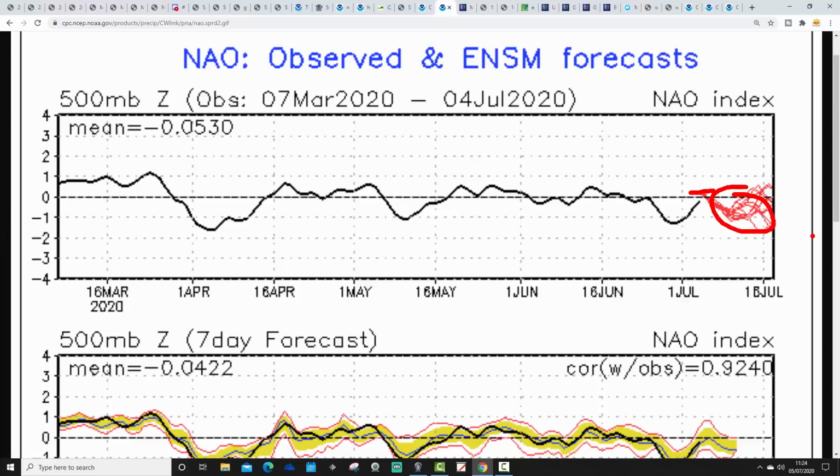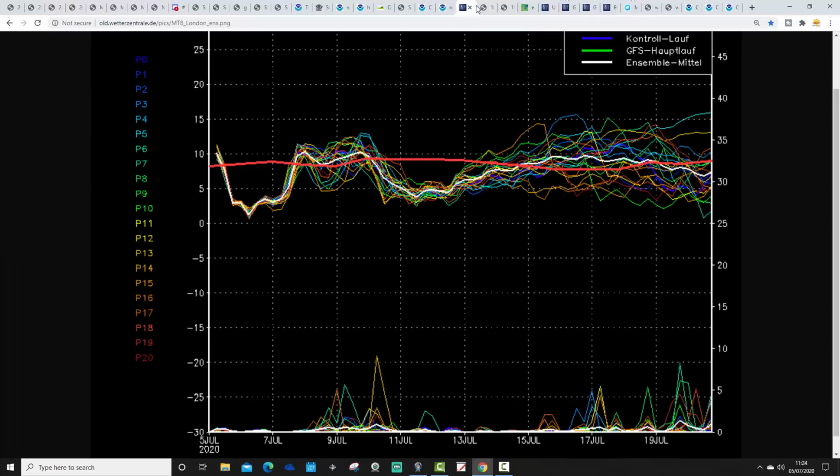That might be an indication of a quite cool and unsettled month, but I think last July was negative with the AO and the NAO. Of course, that was a very hot month, with a very hot spell. So we should wait and see how that plays out.